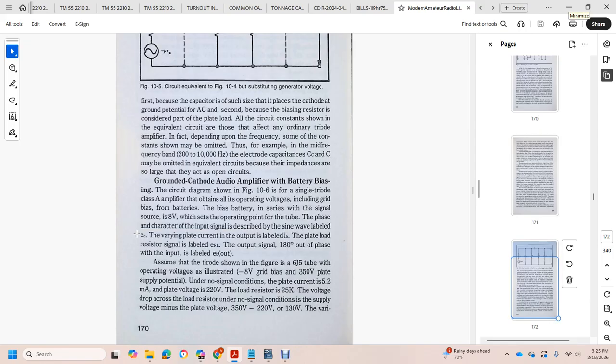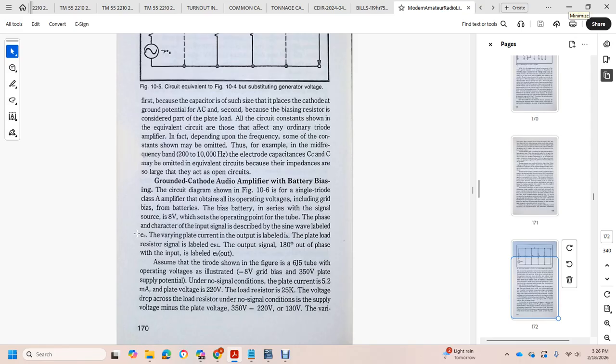The circuit diagram shown in figure 10.6 is a single triode class A amplifier circuit with the operating voltage set by the grid drive batteries. The bias value is in series with the signal source of 8 volts, which sets the operating point. The character of the input signal is described as a single sine wave. The varying plate current output is labeled IB. The plate is loaded with a resistor, and the output signal ERL is 180 degrees out of phase with the input, and is labeled output signal 0.